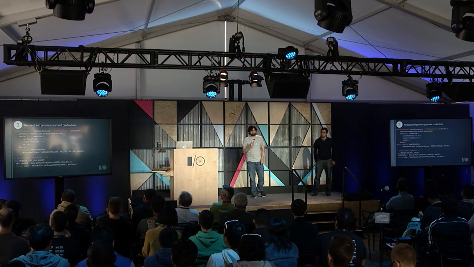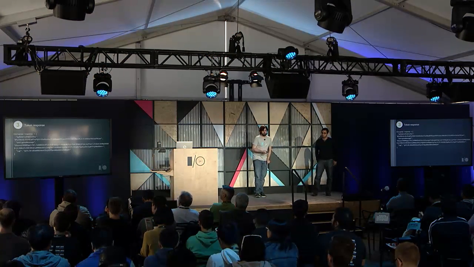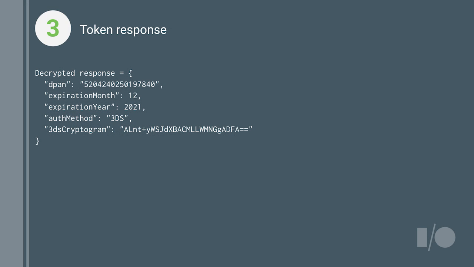Now, let's dive a little deeper into what the payment token actually looks like. In the case where you receive the payment credential directly encrypted, the payment token is just this nice little JSON blob containing a bunch of keys related to our encryption scheme. Not all that interesting, but there are some interesting things to be said about the decrypted response that you can see in the next slide.